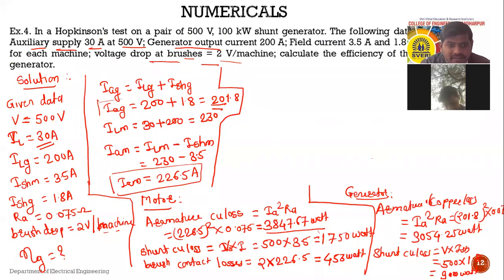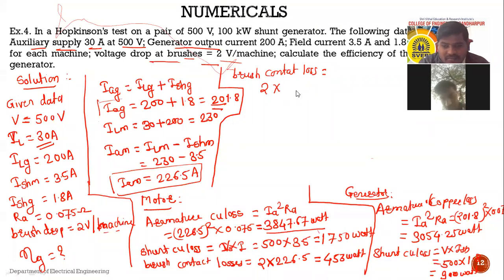Now calculate the brush contact losses, that is voltage of the brush into current, that is armature current of the generator. किती आहे armature current of the generator? 201.8. It is equals to 403.6 watt.